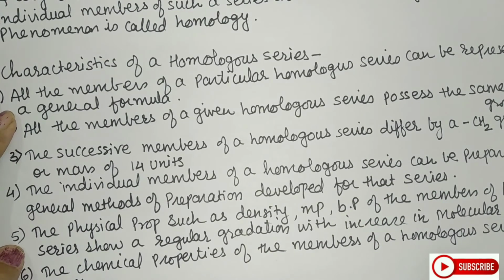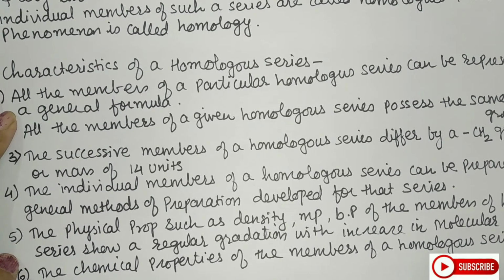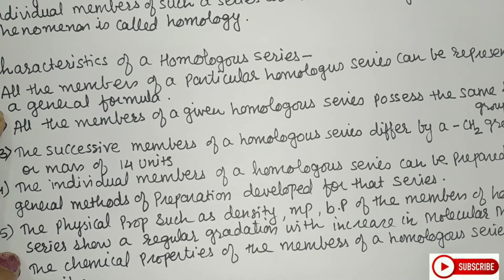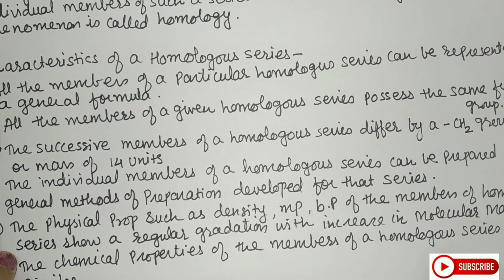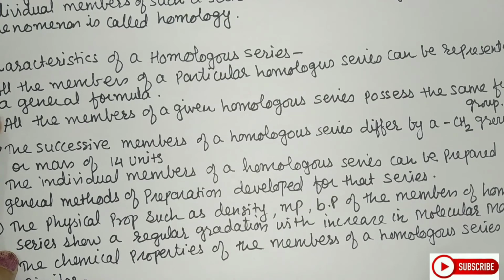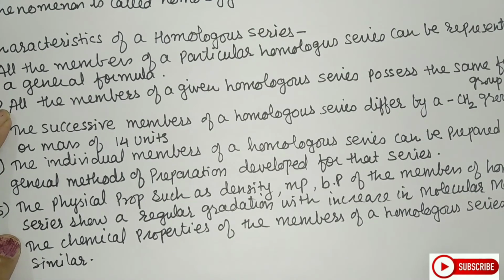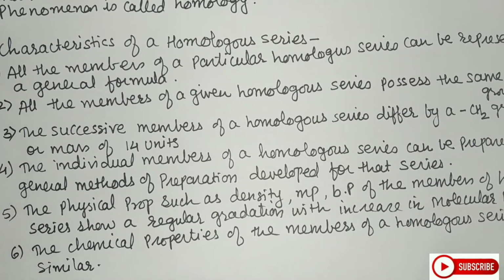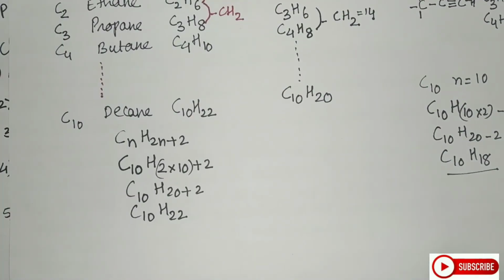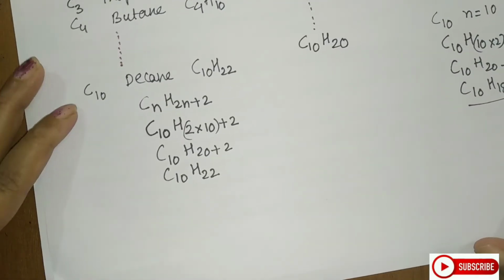So we say that it is a general method of preparation, and that is developed for that series only. The physical properties, such as I said, density, melting point, boiling point, and refractive index of the members of the homologous series, show a regular gradation with increase in molecular mass. And the chemical properties of the members of a homologous series remain the same for all the homologues of that homologous series. Now students, like I said, for alkanes, alkenes, and alkynes, we can change the functional group and we can form a similar series for the functional groups.